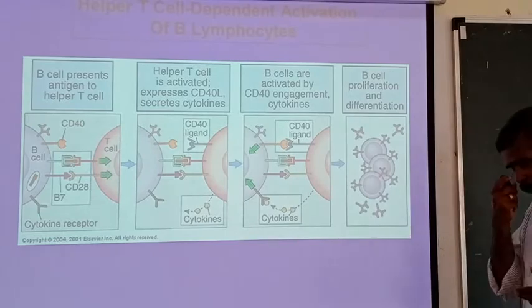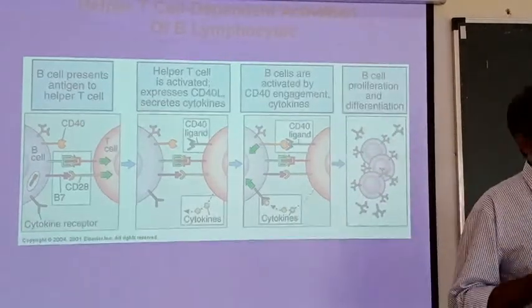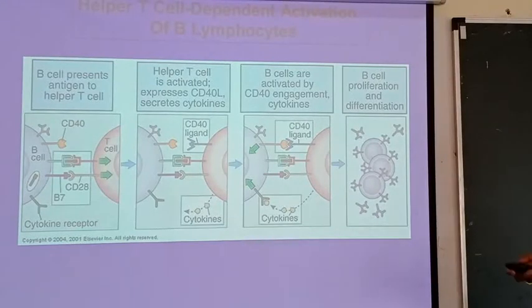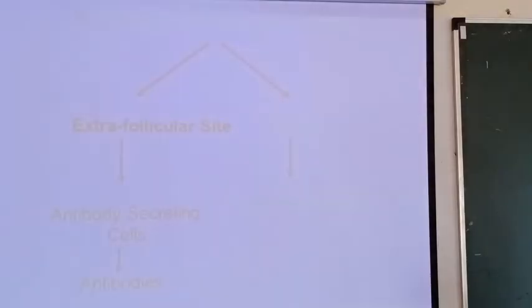So for production of the antibodies, the cytokine plays an important role, and the cytokine activation is carried out with the help of the T cell, that is the helper cell. Now this is the best example; the figure shows how the dependence of the antigen and antibody is carried out.